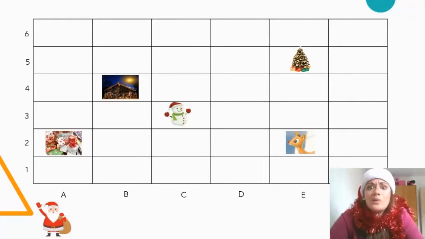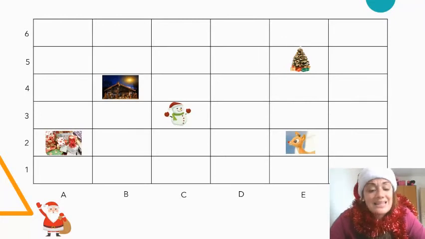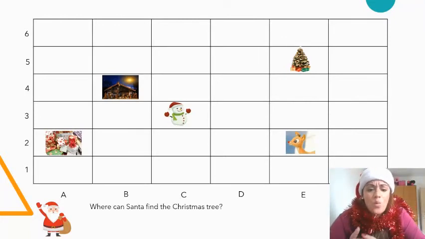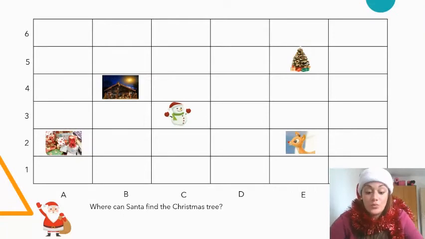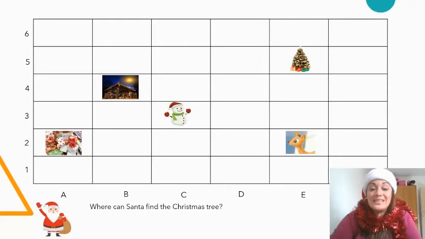Now, we need to help Santa, children. Let's take a look at the following questions. Where can Santa find the Christmas tree? I'm sure most of you can see the Christmas tree on the grid, but we need to help Santa locate the exact square. So what are we going to do? We are going to look at the letter at the bottom of the grid, which is what, children? It's E, well done. And we go up and locate the number on the side, which is 5. Well done. Let's try out the rest.